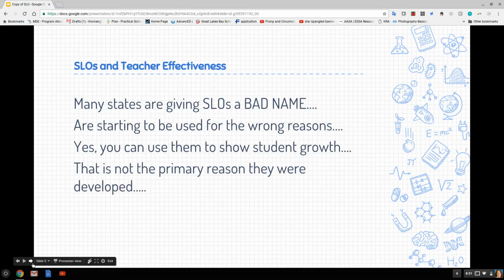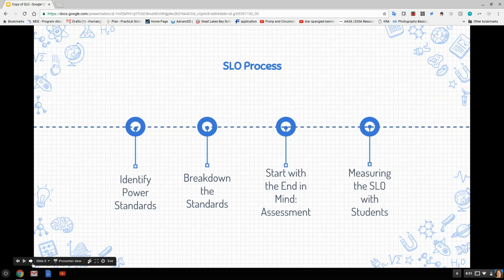So many states are giving SLOs a bad name. We're going to talk a little bit about MDE's purpose as this course goes on, but unfortunately, they are getting a bad name for the wrong reasons. You can use them to show student growth. I'm not going to deny that by any means, and our state actually has a website dedicated to this, but it's not the primary reason they were developed, and we need to keep that in the back of our mind.